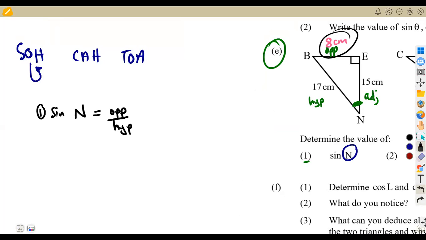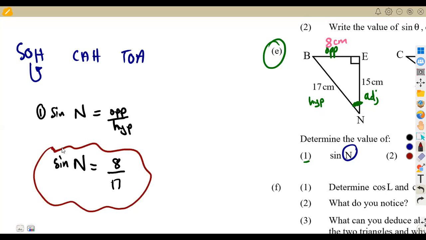Once this side is there, we can find the ratio of sine of n, because sine of n is the opposite over the hypotenuse. The opposite in this case is 8, over the hypotenuse, which in this case is given as 17. So it's going to be 8 over 17 like that. So now we've got the ratio of sine.